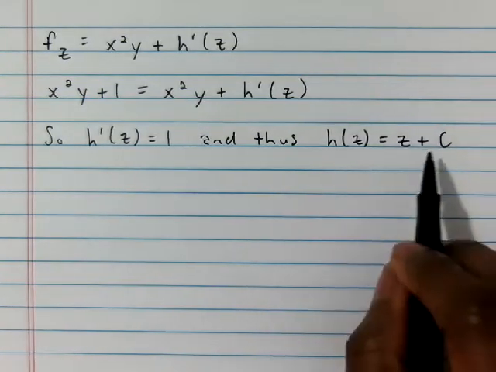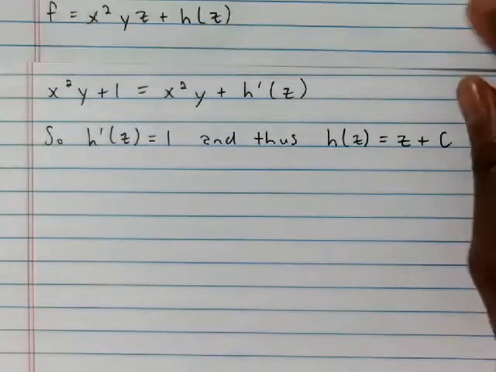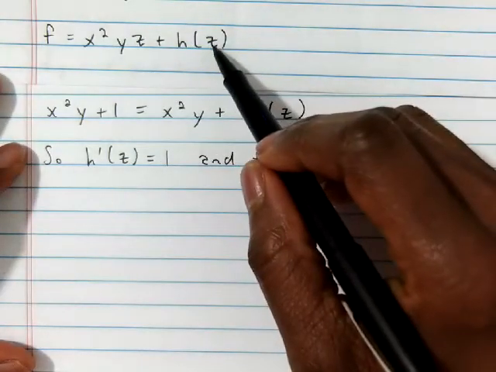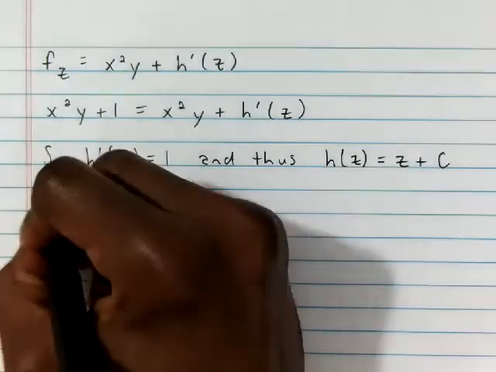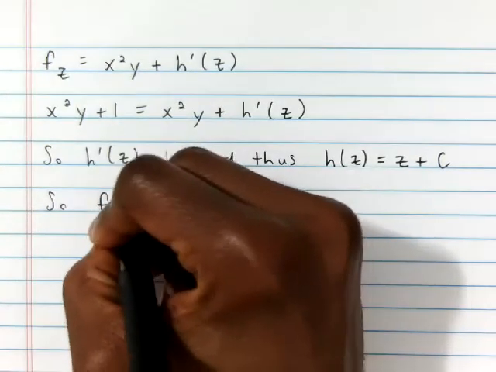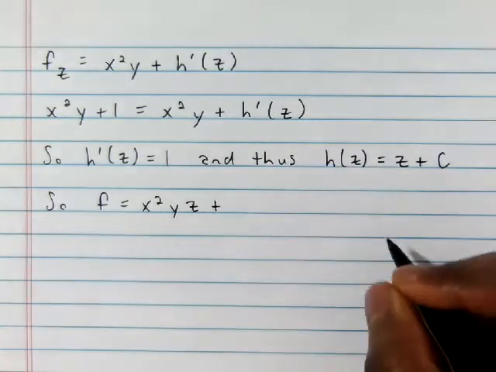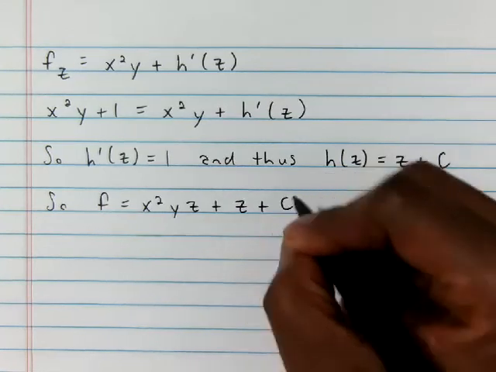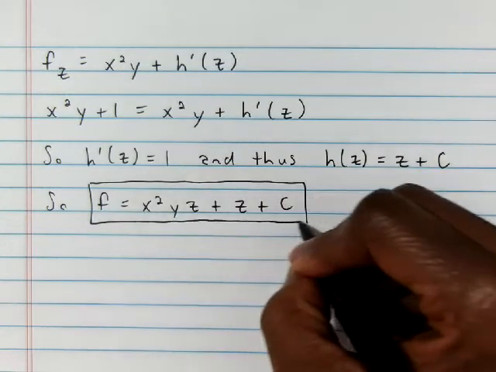And now we're going to take this h of z and put it back in right here. And then we'll have our actual function f. All right, so f is equal to x squared yz plus h of z, which is z plus c. And now we have found our potential function f.